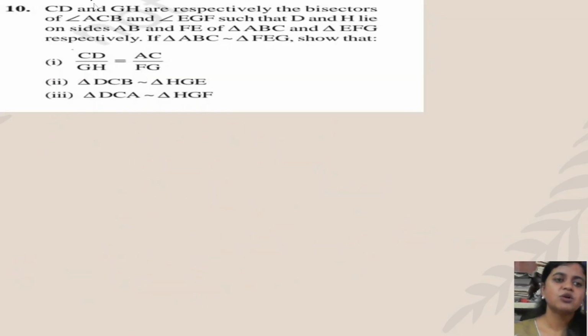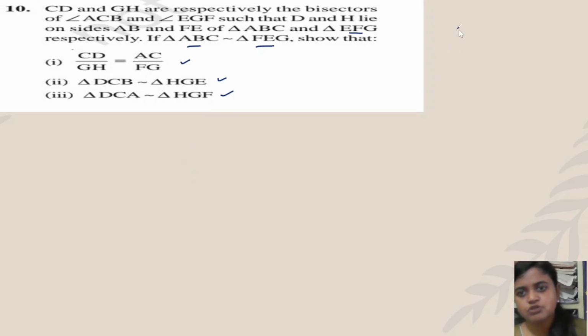Next, question number 10. CD and GH are respectively the bisectors of angles ACB and EGF, such that D and H lie on sides AB and FE of triangle ABC and triangle EFG respectively. If triangle ABC is similar to triangle FEG, then we have to prove this. So let us draw the figure.